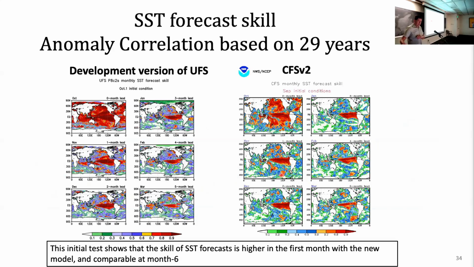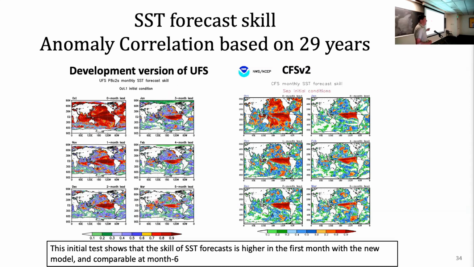And then this is just another way to look at it. This is now the 1 degree version of the model, but a similar setup, initialized once a year. And this is looking at skill maps across the whole global oceans. The left figure, with 6 panels, is the UFS 1 degree, and this is compared with the forecast skill from CFS2, just pulled off of NCEP's website. So this is very preliminary, and we tried to match the color bar. The top left is the first month, then the second month forecast, lead time 1 month, 2 months, 3 months, 4, 5, 6, and so forth.